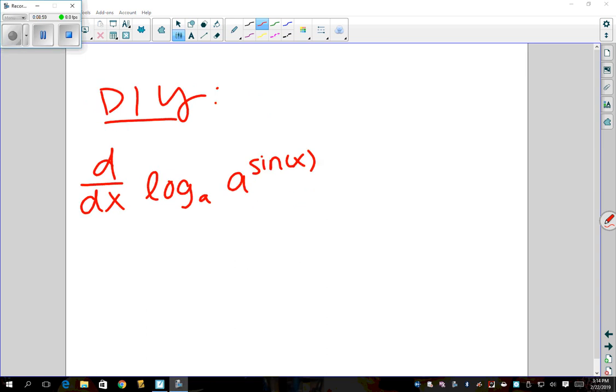So this one's a little bit of a tricky one. We have to use actually 2 different rules when we're doing this one. So go ahead, see if you can try this DIY. It involves the log as well as the exponential. But yeah, see how far you can get, and I'm going to pause it real quick so that I can write down the solution for you.